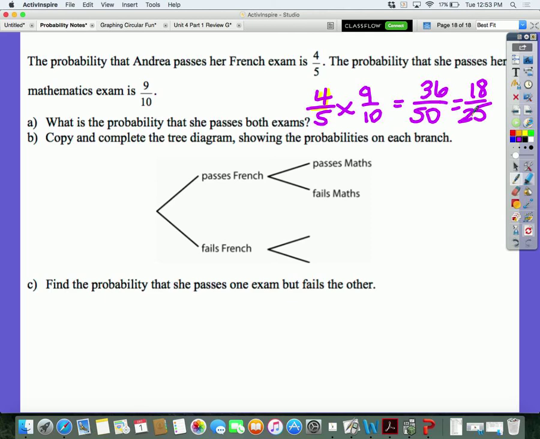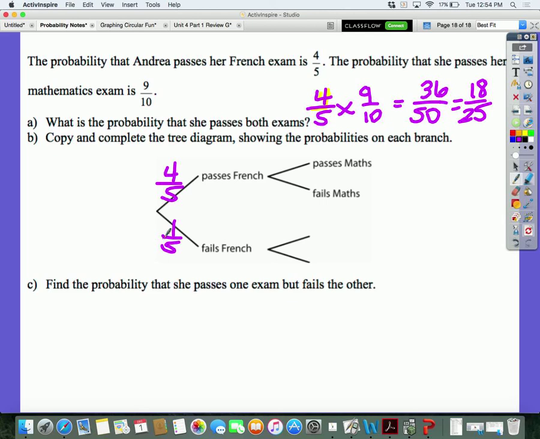So copy and complete the tree diagram. You've already copied it down, right? Now we have to complete it. Remember, all your probabilities go on the branches, and each set of branches should add up to equal 1. In this case, since we're dealing with fractions, she passes French, they already give us that, it's 4/5. So the likelihood that she'll fail French would be 1/5, because it has to add up to a total of 5/5. So if it's 4/5, then it'll be 1/5.